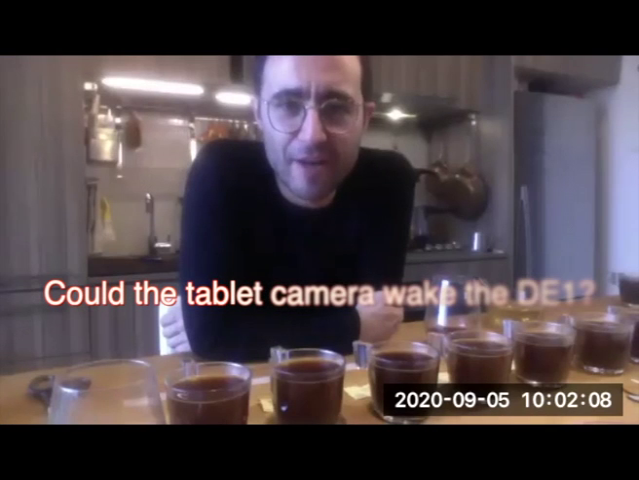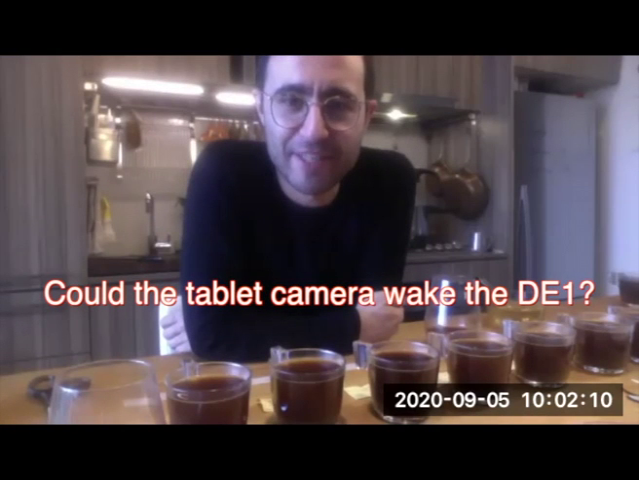Hey, John, I'm not a computer programming type guy, but one thought I did have was, we've got this tablet and it's got a camera on it. Could someone write something so that the camera can detect motion, and if it does, it turns the machine on? Yeah, totally, and that's easy. I've even looked at code that does that. However, it's also creepy.